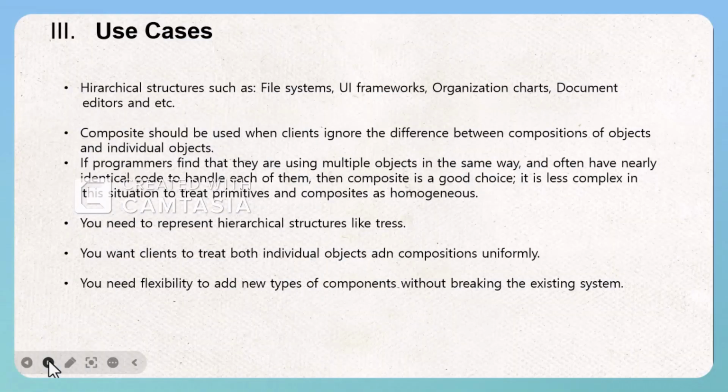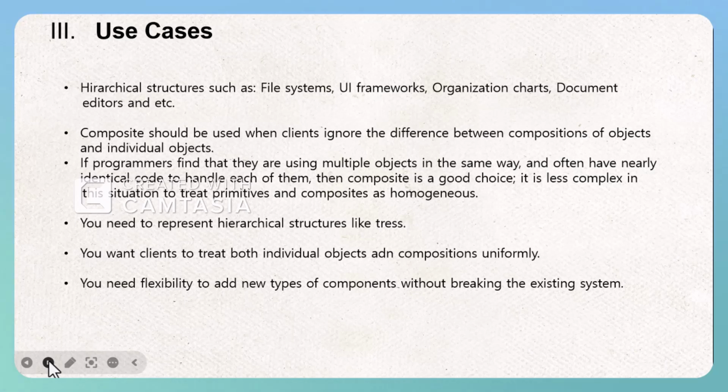Use cases where we use this design pattern: the composite design pattern is used in hierarchical structures such as file systems, UI frameworks, organization charts, document editors, and etc. Composite should be used when clients ignore the difference between compositions of objects and individual objects. If programmers find that they are using multiple objects in the same way and often have nearly identical code to handle each of them, then composite is a good choice. It's less complex in this situation to treat primitive and composite as homogeneous.